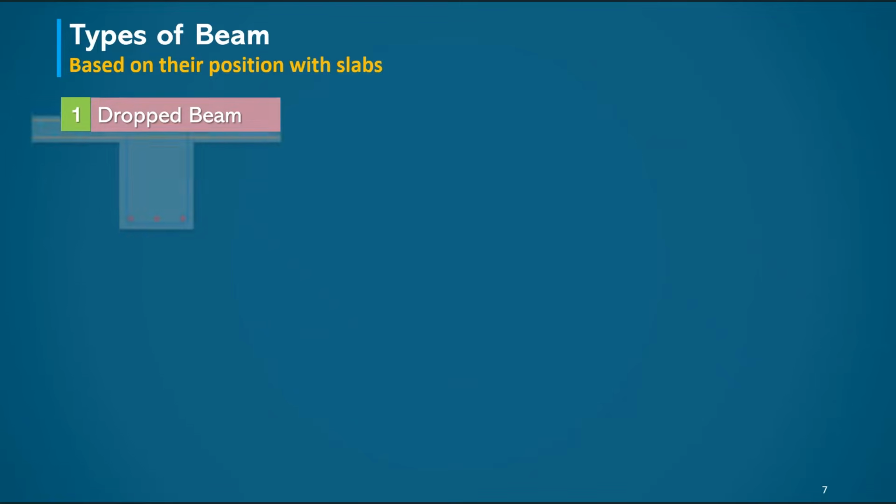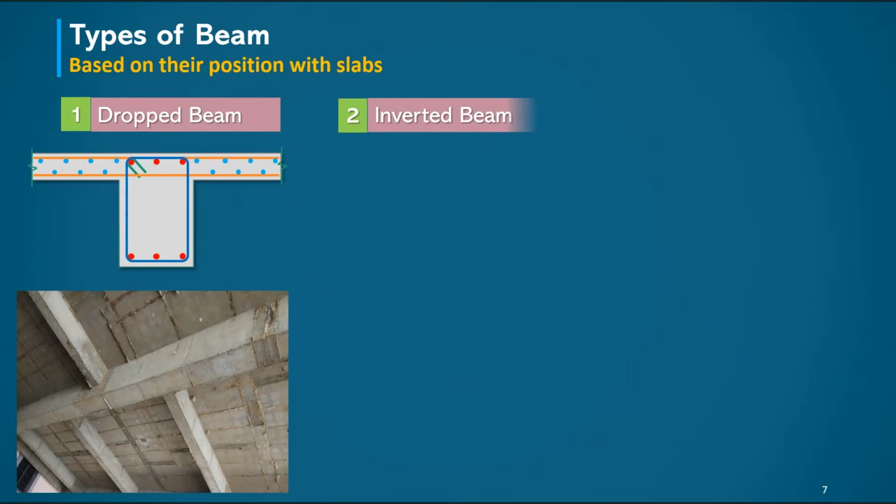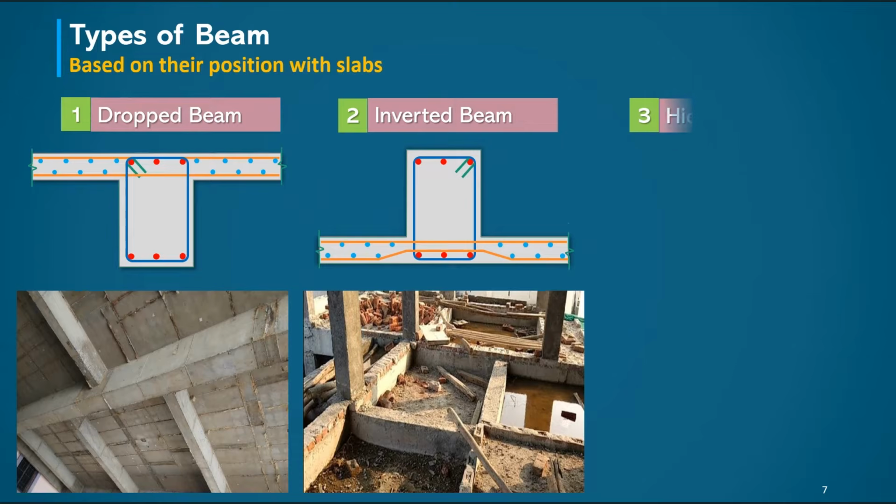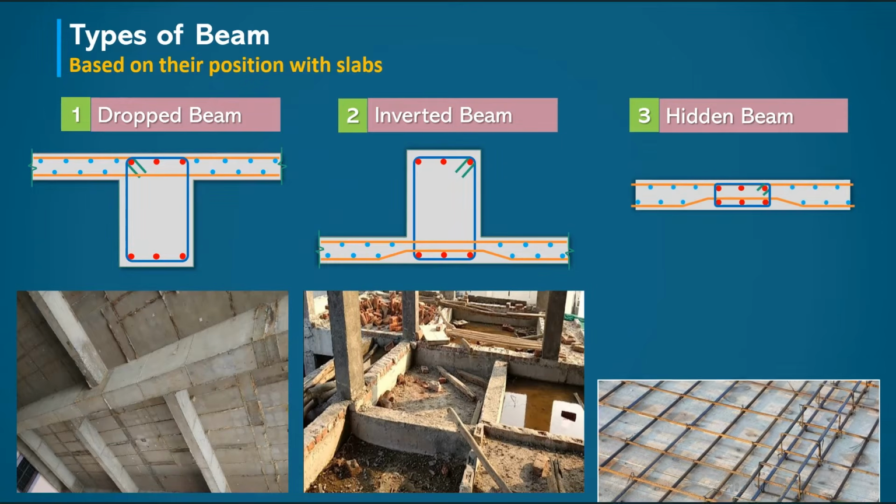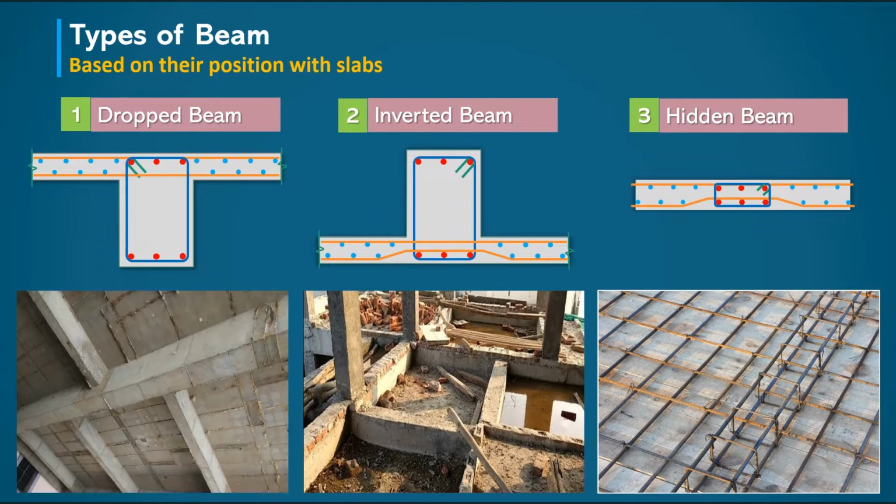So, to recap, drop beams are projecting downwards while inverted beams are projecting upwards. The hidden beams are staying inside the slab, giving a clean ceiling look. Each type serves a unique purpose depending on structural and aesthetic needs.